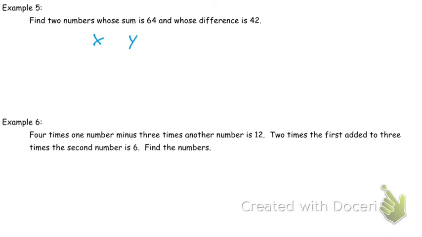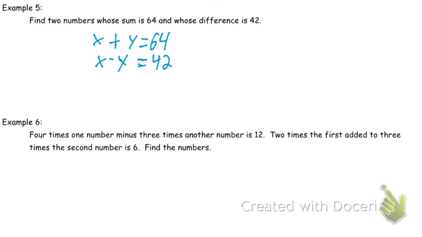Now, we know their sum is 64. What's sum mean? Adding. Is means what in math? Equals. What's X plus Y equal? 64. We're told that. Does that make sense how we got that from the words? Yes. What else are we told about these 2 numbers? The difference is 42. What's difference mean? Subtract. X minus Y, the difference is 42. So now do we have a system of 2 equations? Yes. Okay, go ahead and try solving this one on your own.